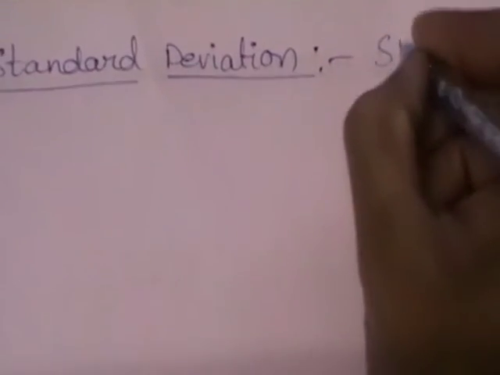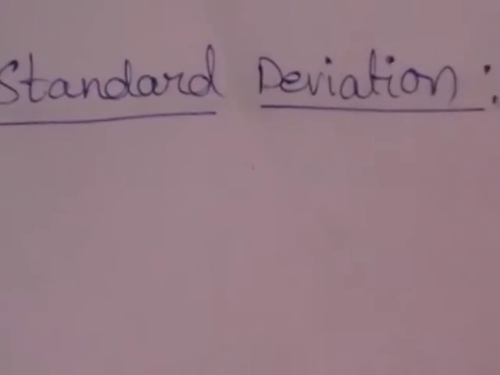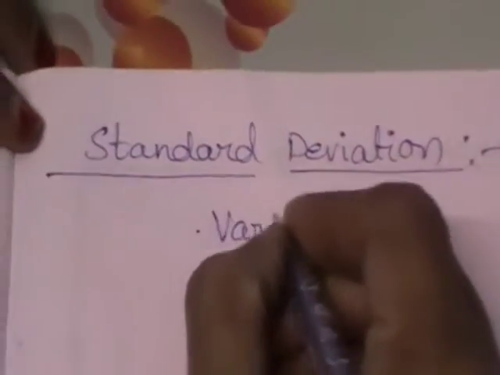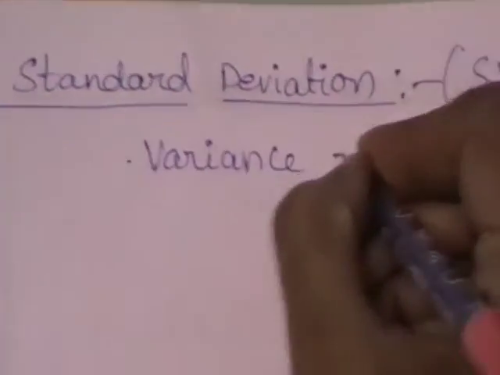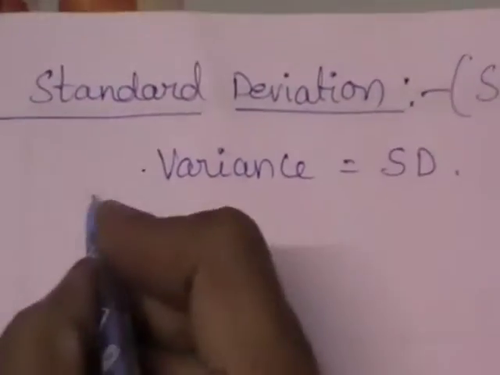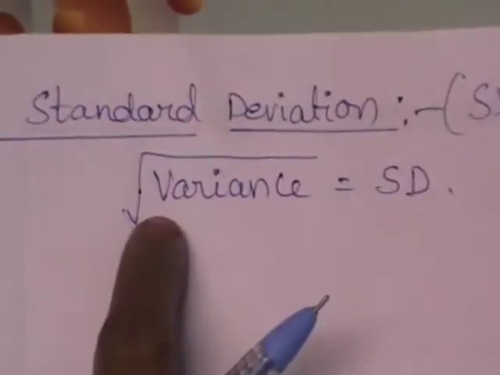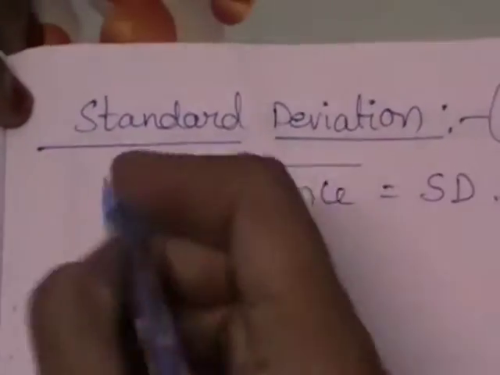The standard deviation is a very well used measure of dispersion. So try to understand this. There is a relationship between variance and the new term, standard deviation. SD is equal to root over variance. The square root of variance is called SD.